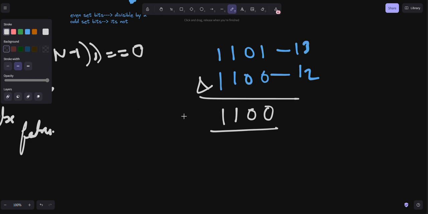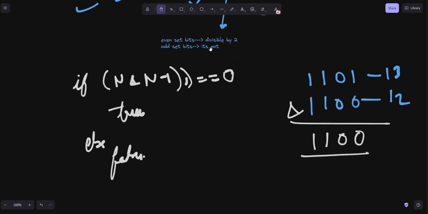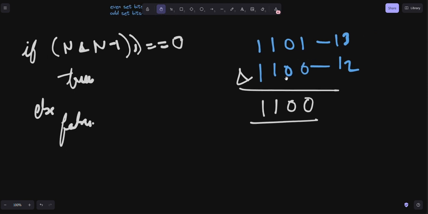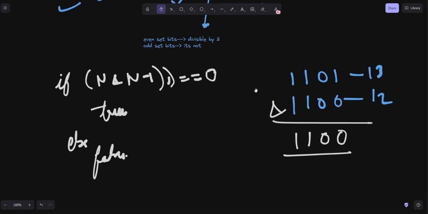You'll get this one. If you see, this has two set bits. So basically, if that particular last set bit is 0, then it is true, else it is false.